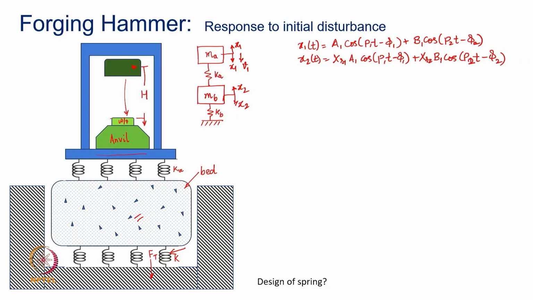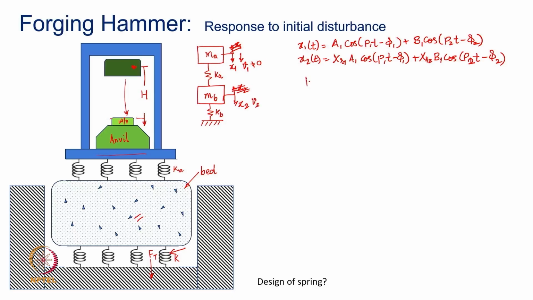Of course, as time progresses, it will get translated, and the velocity of mass mb will also be non-zero, but at t equal to 0, definitely we know that the value of x1 is 0 and v1 is not 0, because that is the initial velocity that the anvil will receive from the impact of the hammer. And so, x2 is also 0 and v2 is also 0.